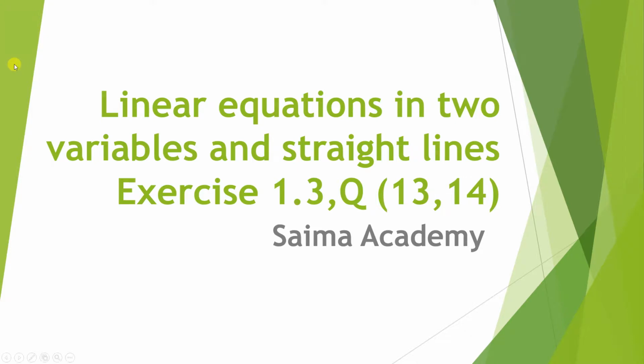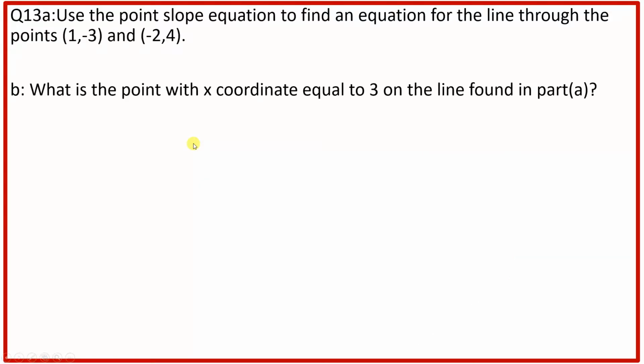In this lesson of linear equations in two variables and a straight line, we are going to discuss question number 13 and 14 of exercise 1.3. So question number 13a: use the point slope equation to find an equation for the line through the points (1, -3) and (2, 4). We have to use the point slope equation, and these are the 2 points.